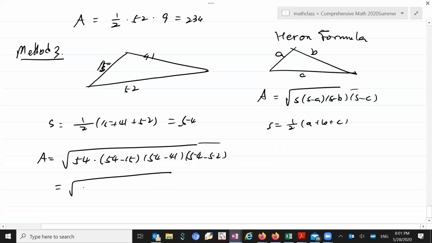54, you can factor it. I think it's 6 times 8, right? And 54 minus 15, it's going to be 9. No, 20, sorry. What is that number? Yeah, 39, and that is going to be 13. And that is just only 2.